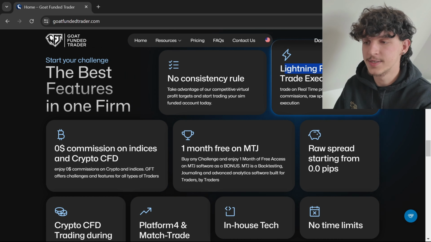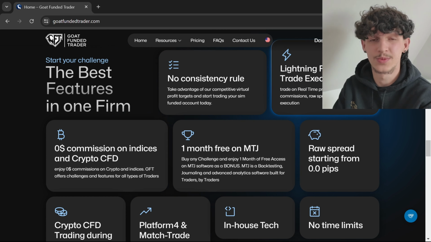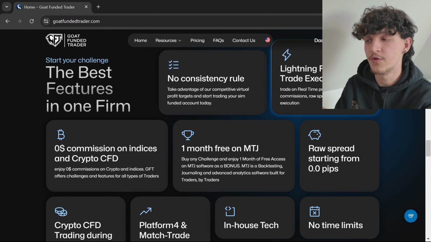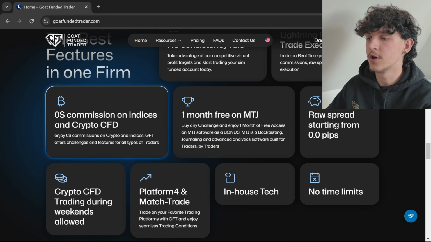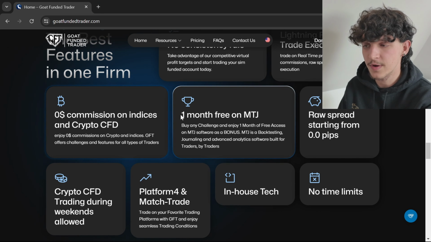We also have lightning fast trade execution. So this basically means we get real-time price feeds. Genuinely, I've traded on GFT accounts and the fills and the speed of the fills is absolutely incredible. So we have $0 commission on indices and crypto CFD, which is very good.